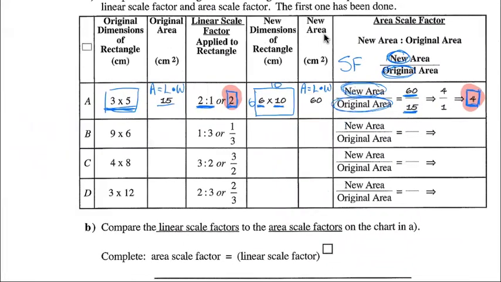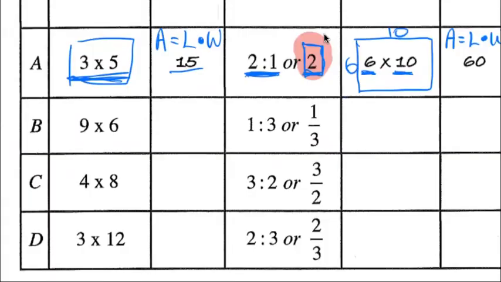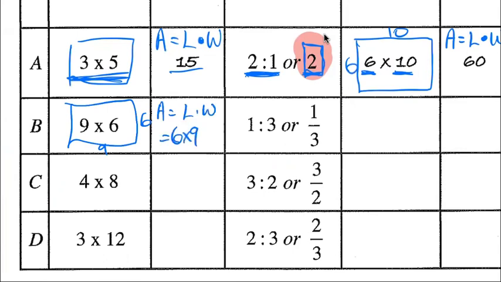Our original figure, the figure we start out with, is 9 by 6. So it measures 9 by 6. This is 6, this is 9. Our original area is length times width, 6 times 9, or 54.